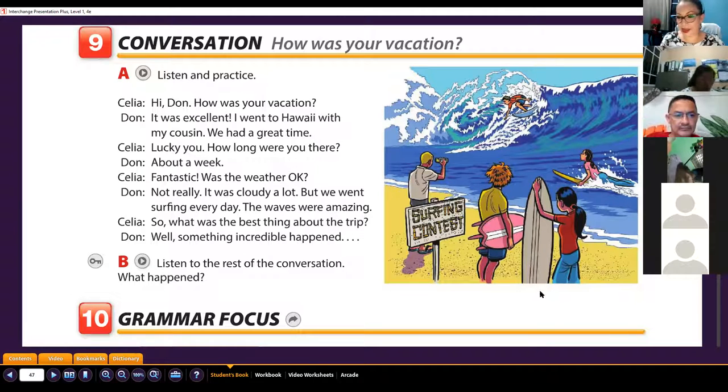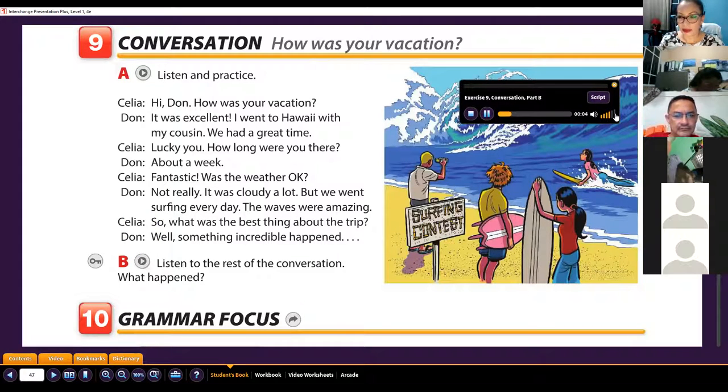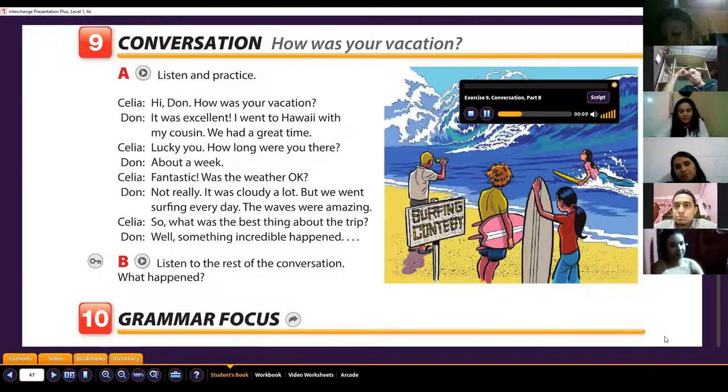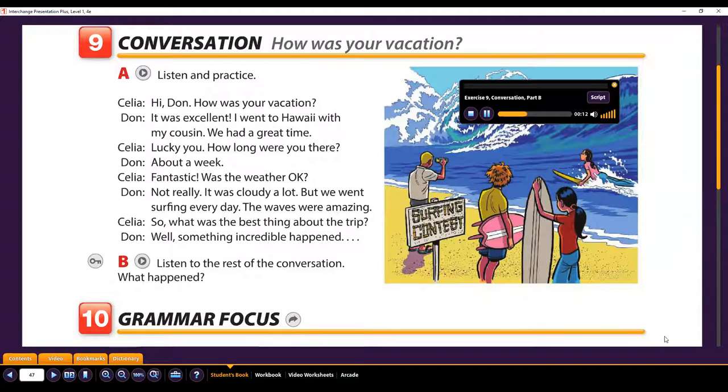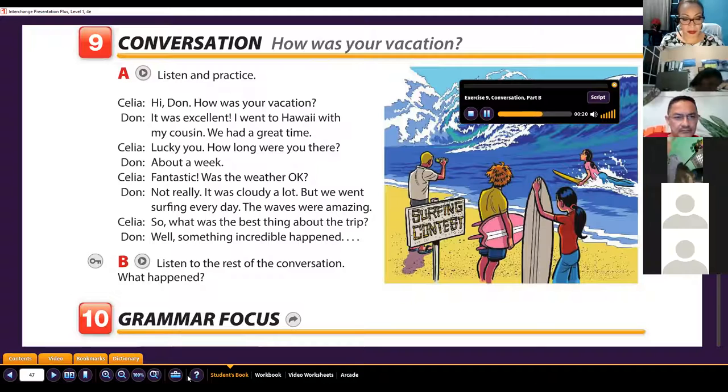It says, well, something incredible happened. Now, let's find out what that is. Page 47, Exercise 9, Part B. Listen to the rest of the conversation. What happened? So, tell me, what happened? Well, like I said, I went surfing every day. One day, I entered a contest, and I won. I got first prize. Wow! Congratulations! But that's not all. Someone made a video of me surfing and posted it online. Do you want to see it? Sure.